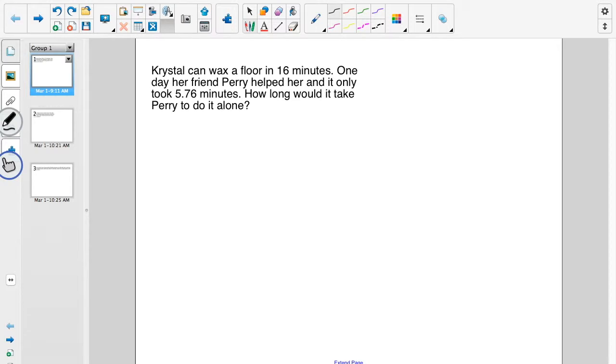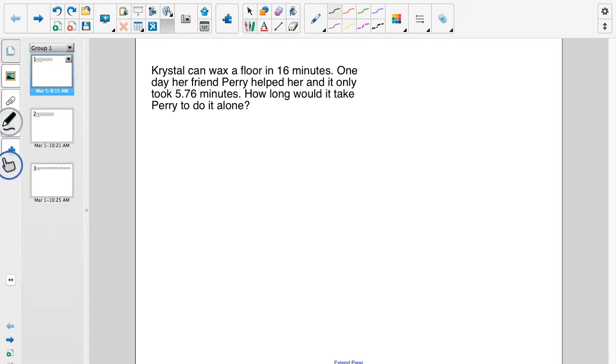So basically, we have two types of problems that I'll be covering. The first type will be the shared work problem. The second type will be the average speed problem. So in the example here, which is a shared work problem, all of these basically have the same format and the same procedure in solving them.